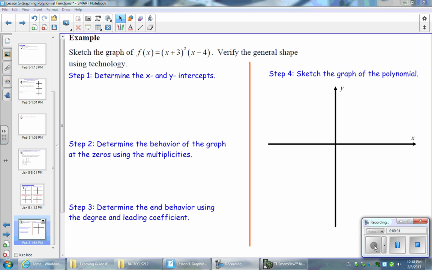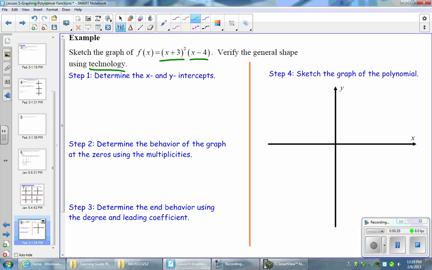In this lesson, I'm going to teach you how to sketch the graph of a function using all the different characteristics that I have described in my previous lessons. So let's start with this function. Sketch the graph of f of x is equal to (x + 3) squared times (x - 4). Notice already that this function is given to you in factored form. And then you want to verify the general shape using technology, and technology just means using a calculator.